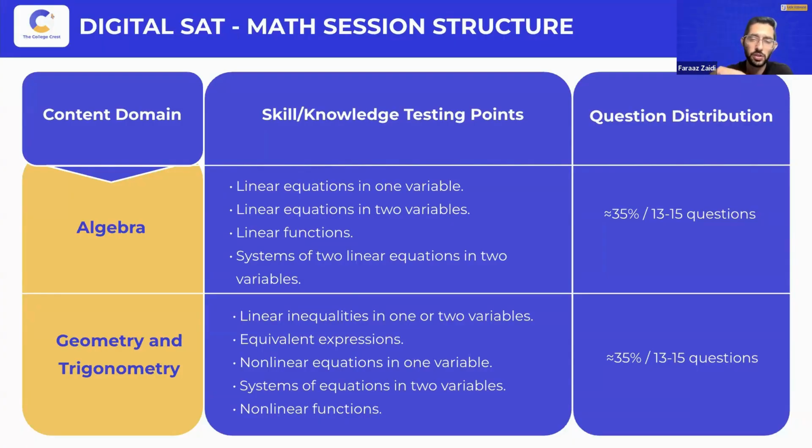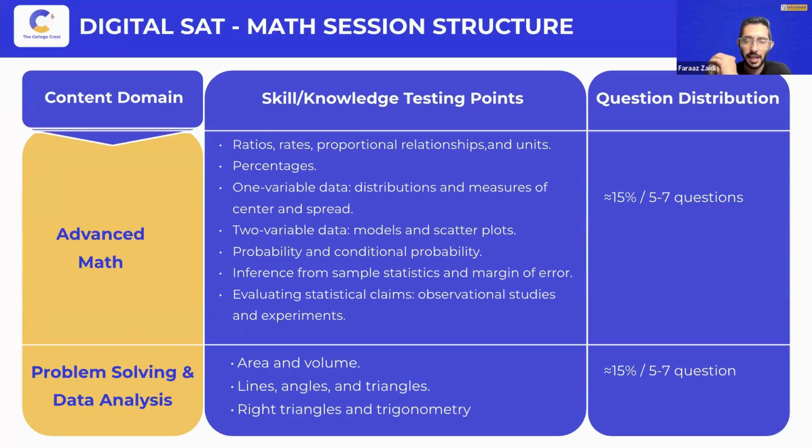Another set of questions you could expect would be from your advanced maths section, which is 5 to 7 questions approximately, 15% of the syllabus: ratios, rates, proportional relationships, one-variable and two-variable data analysis, probability, and statistics. All of these topics would be really good to be prepared for. Since this section carries a lower weight compared to algebra and geometry, focus on mastering the fundamentals rather than overcomplicating concepts.